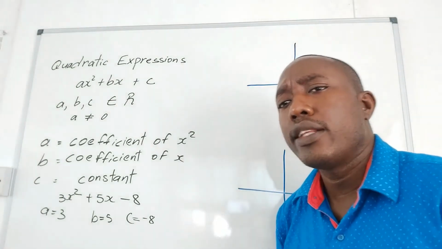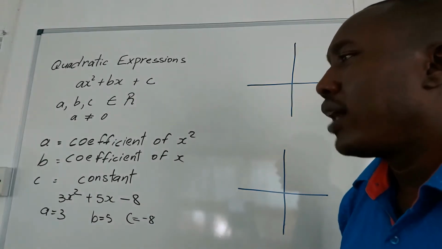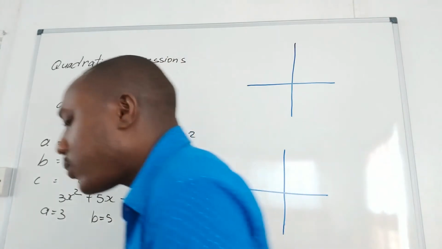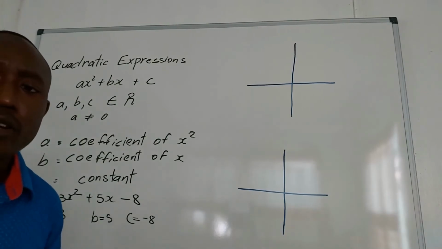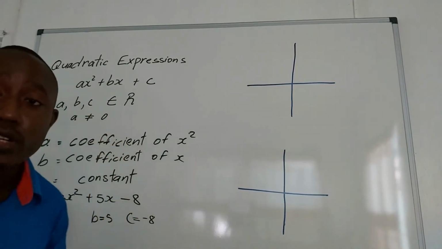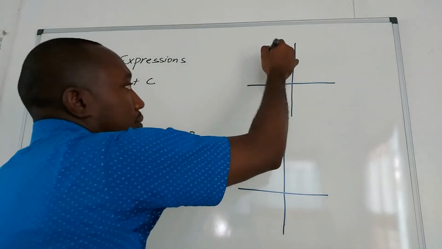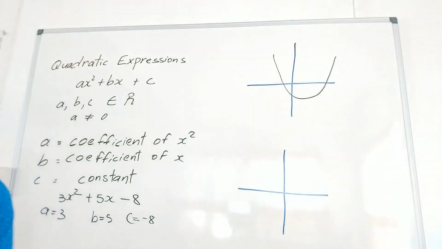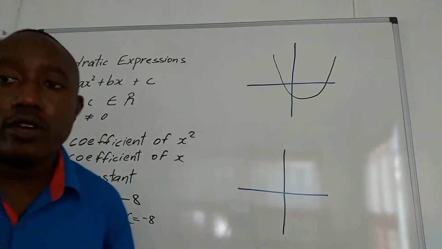Now let's talk a little bit more about the a and the c values, and what they tell us. Let's start with the a value. The a will tell us the shape of our quadratic curve. Any quadratic expression will give you a curve in this form. Now, a tells us what type of curve it will be.